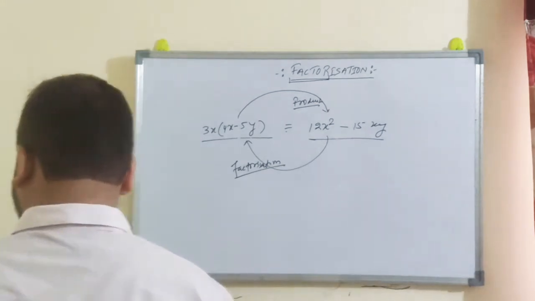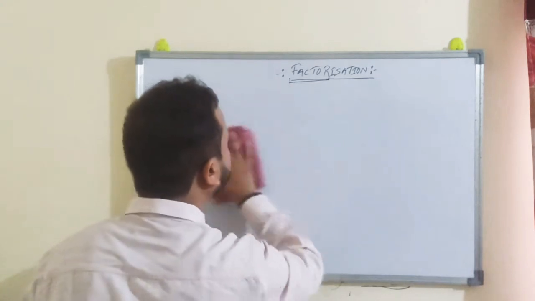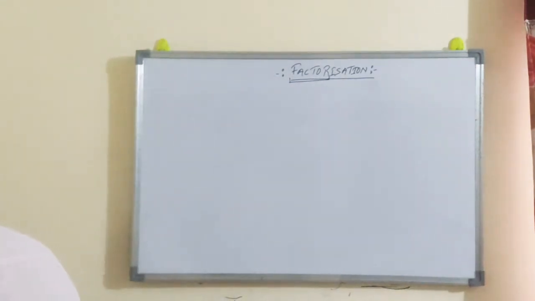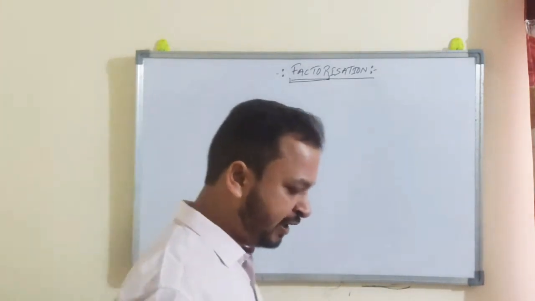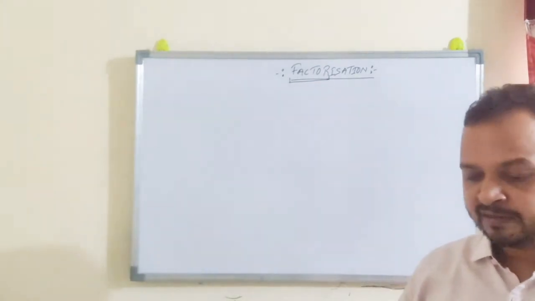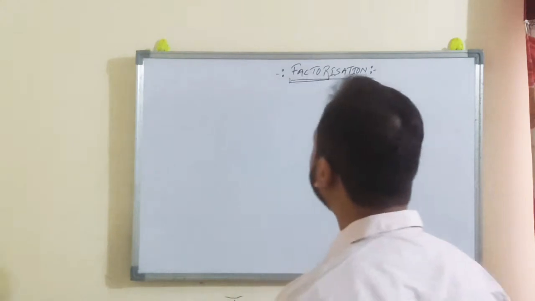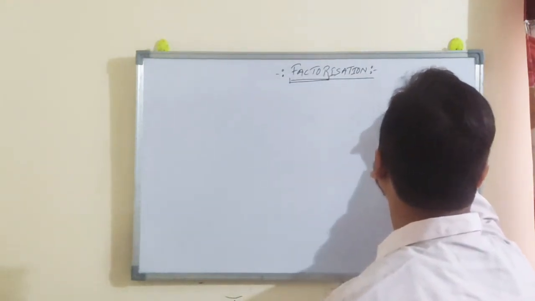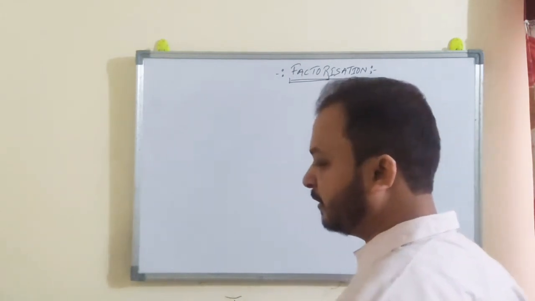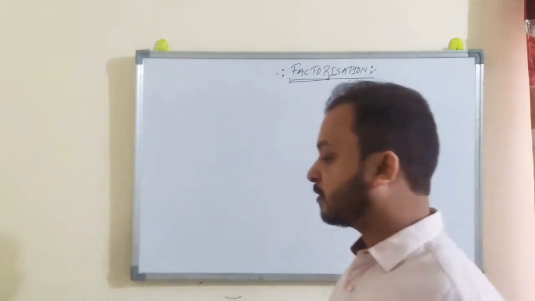So now we are going to start the factorization. Different methods are given. We are going to discuss them one by one. First, factorization when a common monomial factor occurs in each term. Monomial means, suppose it is written as 5x or 9x square, which is having a single term. So it is called a monomial.